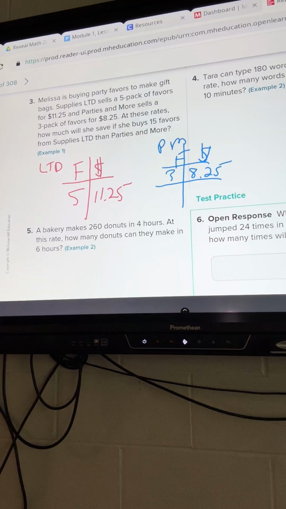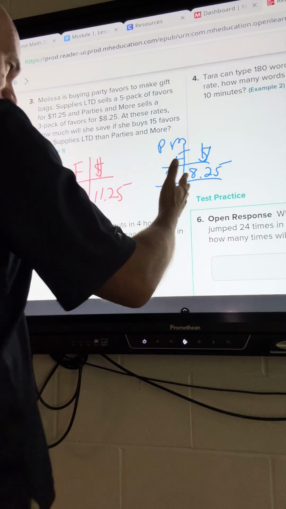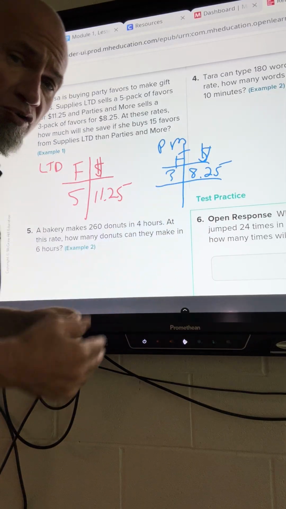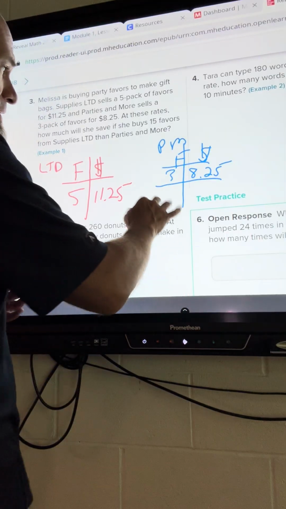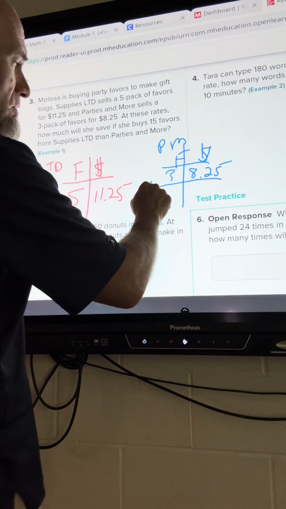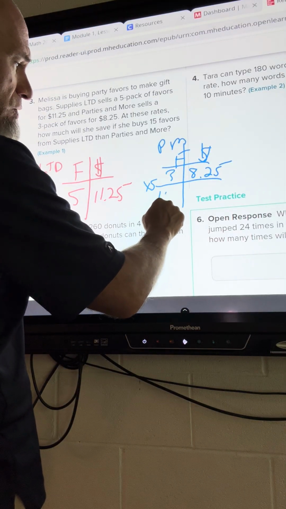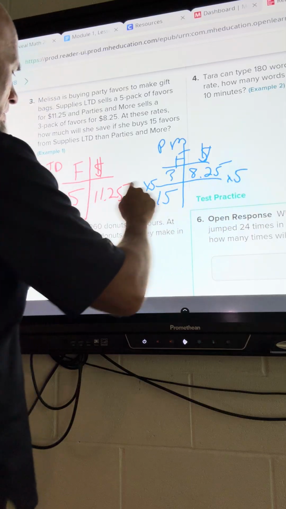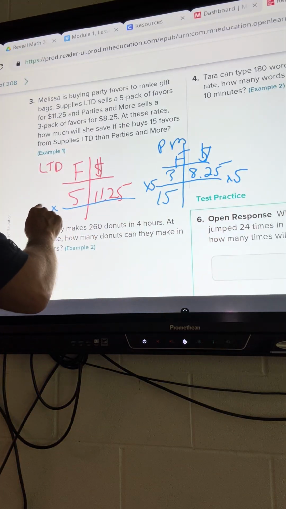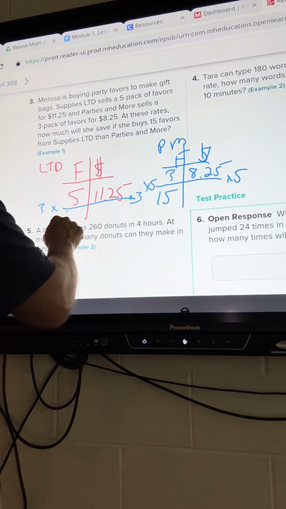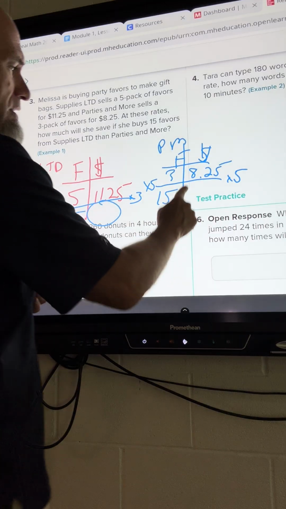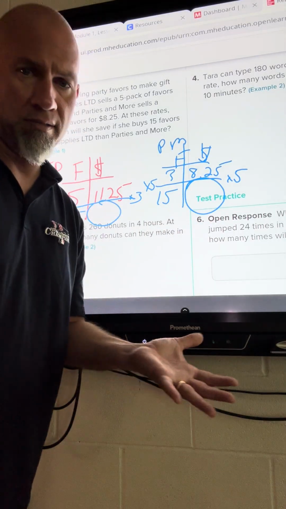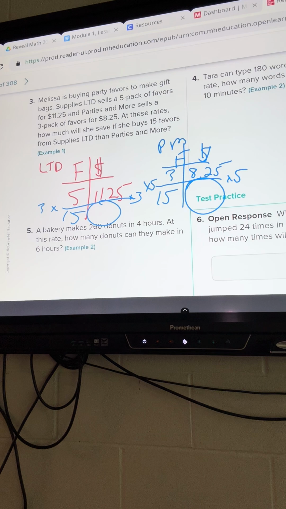So she's buying 15. And you don't necessarily have to find the unit rate here. You could do that and then multiply by 15. I think it saves time here to go right from 3 to 15 by multiplying both of these by 5, and these by 3. And then you can compare the price of 15 directly and figure out which one is more affordable.